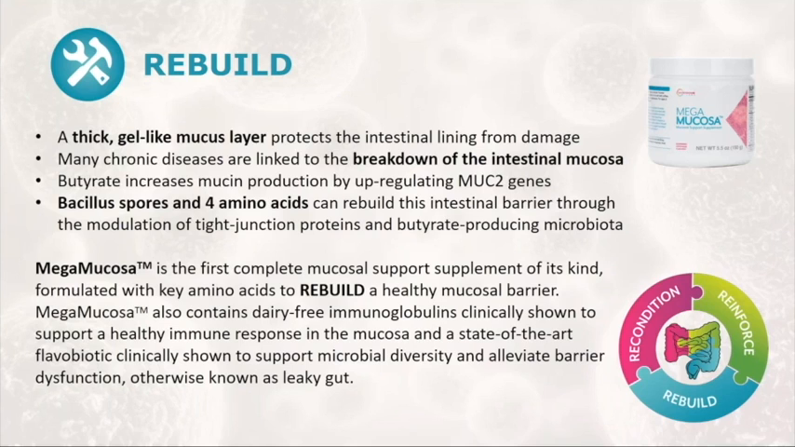Megamucosa is the first complete mucosal support supplement of its kind, and it's formulated with these key amino acids to help rebuild the healthy mucosal barrier. It also contains dairy-free immune globulins that have been clinically shown to support a healthy immune response in the mucosa, and a state-of-the-art flavobiotic, which is clinically shown to support microbial diversity and also alleviate barrier dysfunction, which we're referring to as leaky gut.